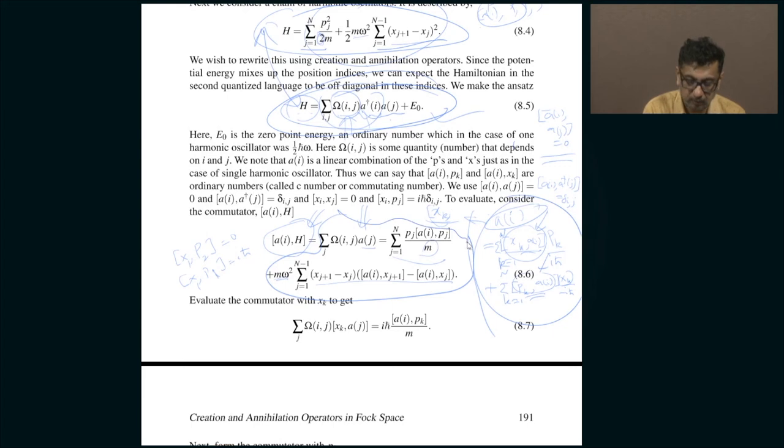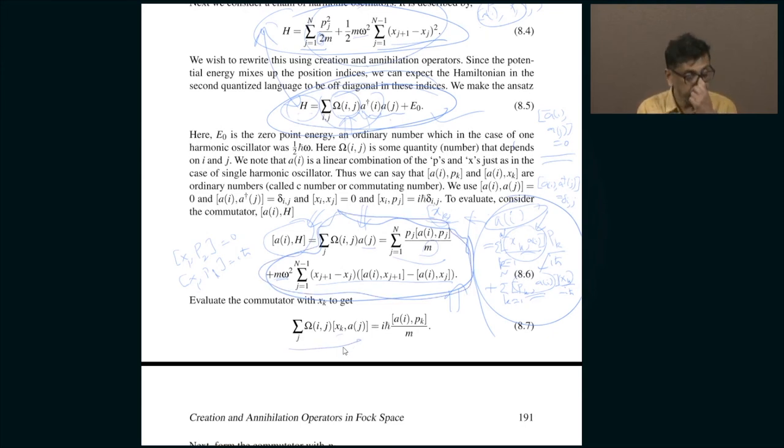So, this is what we got. Now we can further take the commutator with respect to x_k. So now I have this one generic equation. Now I take the commutator of this equation once with x_k and then once with p_k.